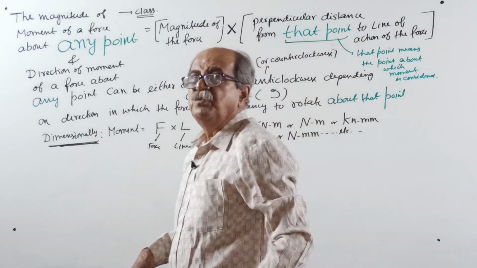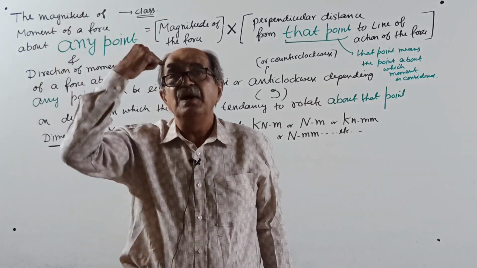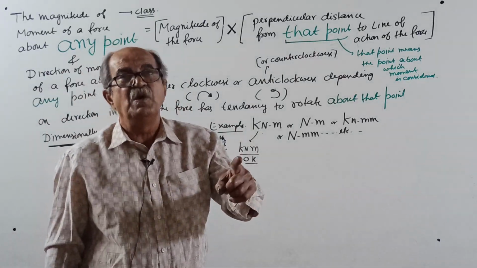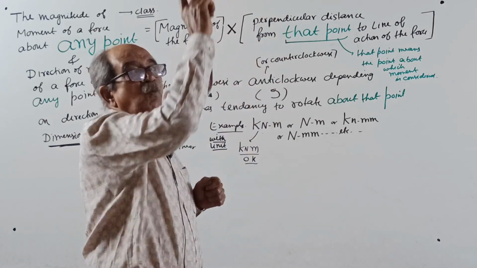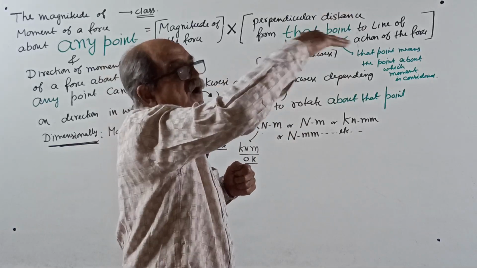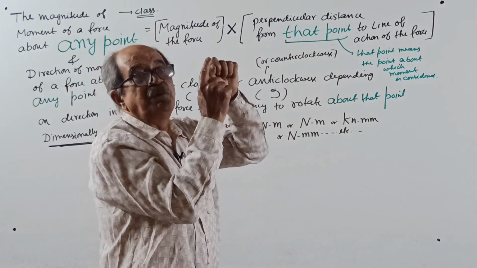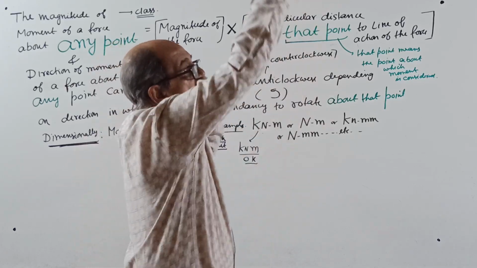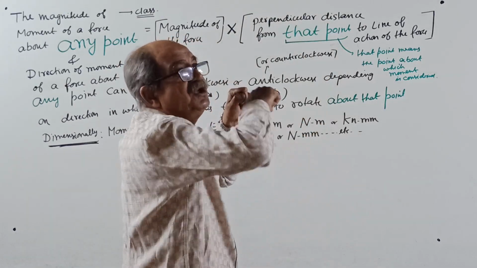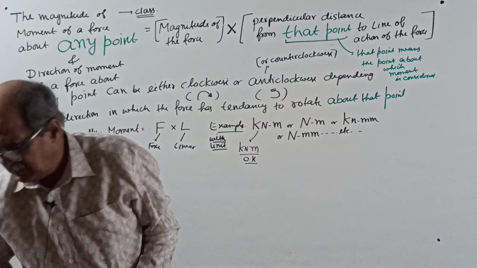This is moment. So now do one thing. In future, when you find moment, your hand should move. Force, it can be this way or any way, multiplied by the point about which you want moment. Suppose I want moment about this point: force into the perpendicular distance from that point to the line of action of the force. That is sufficient. Go through it repeatedly and understand.